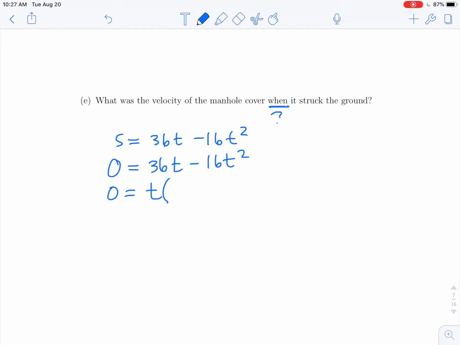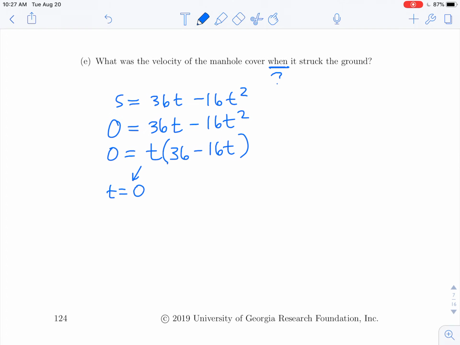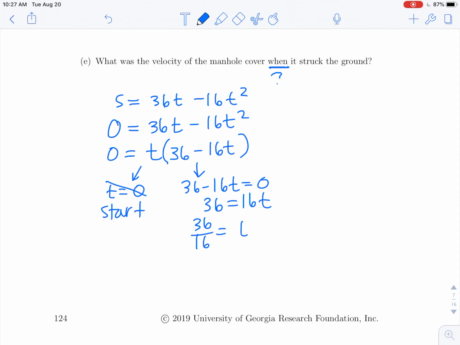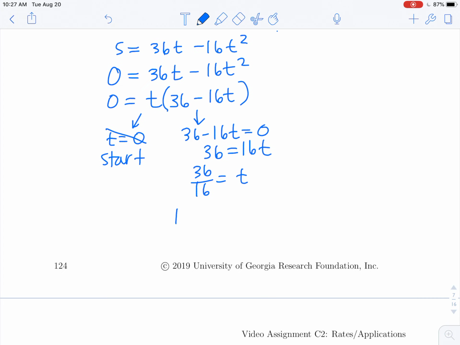Factor out a t times 36 minus 16t. So t equals 0. The manhole cover is on the ground, but that's the start time. And then 36 minus 16t equals 0. So 36 equals 16t. 36 over 16 is equal to t. And you could simplify that if you want to. It's 9/4. So, important, our manhole cover hits the ground at 9/4 of a second, which is slightly more than 2 seconds.